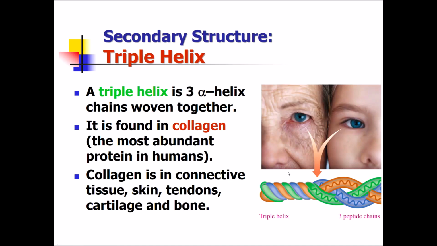Then finally, triple helix. Again, it's not a real common secondary structure. It's made by taking three alpha helix chains and weaving them together. It's found in collagen, which is the most abundant protein in humans. It's found in our skin, and that's why they're showing wrinkles between these two people. Collagen is giving our skin some structural integrity. It's what makes our skin strong so it doesn't rip. It's also found in bone, cartilage, ligaments, tendons, things like that. And so here is an illustration of a triple helix.